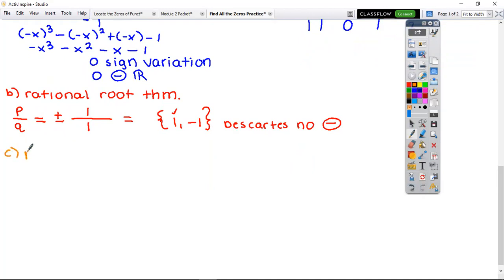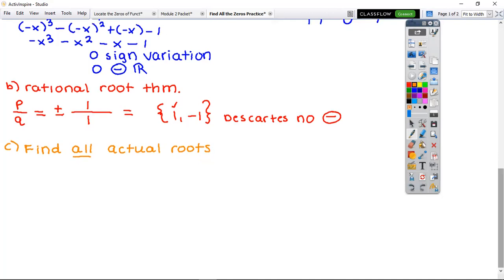And I want you to find all the actual roots. So find all of them. If it just says list the possibilities, you're done right there, but now we want to find them all. So you are going to take the +1 and synthetically divide it through the original.